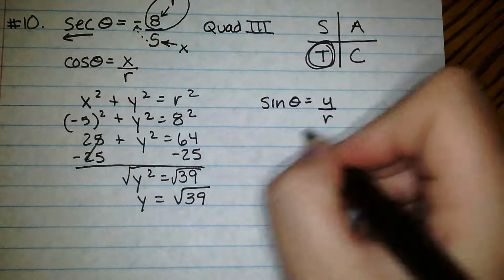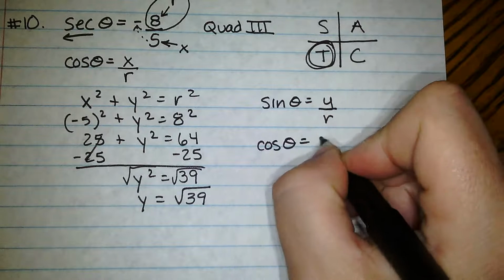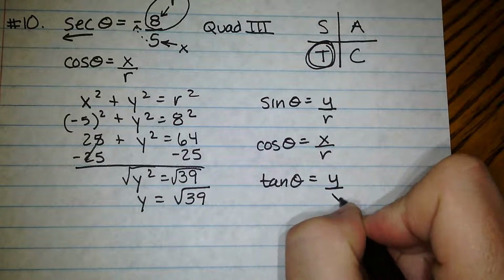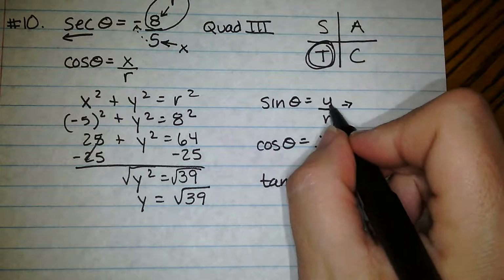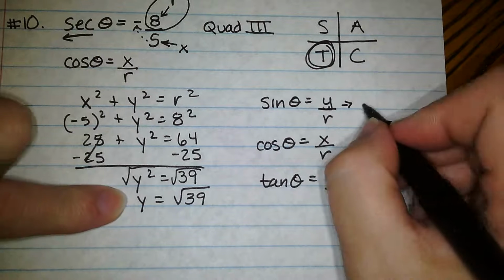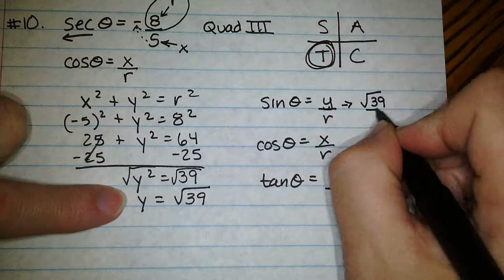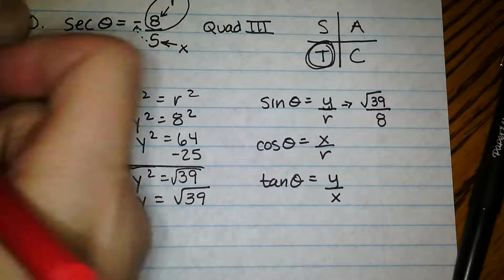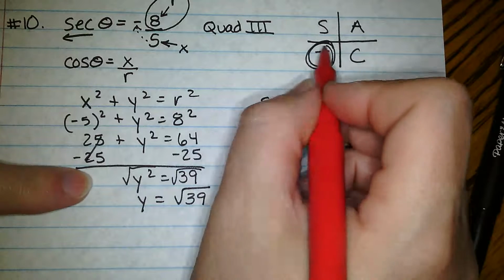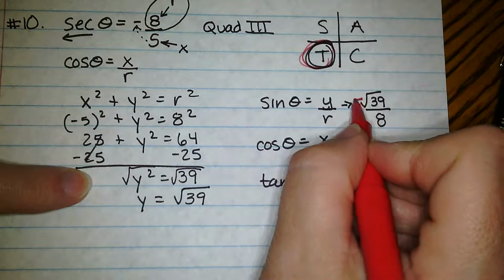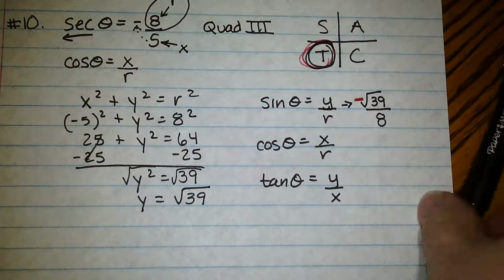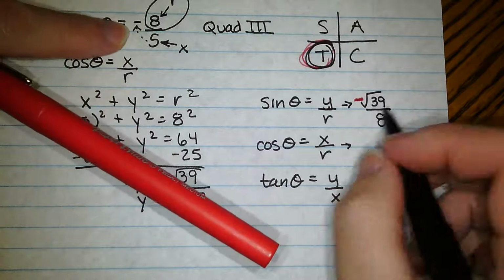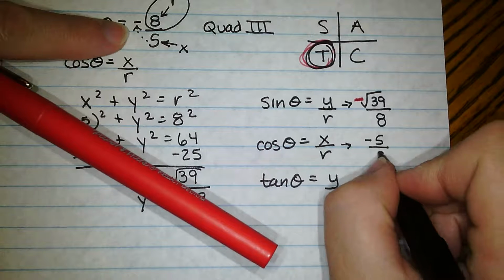Sine is y over r. Cosine is x over r. Tangent is y over x. Y over r is square root of 39 over 8. But don't forget that we're in quadrant 3. In quadrant 3, sine is negative. Cosine is x over r, -5 over 8.